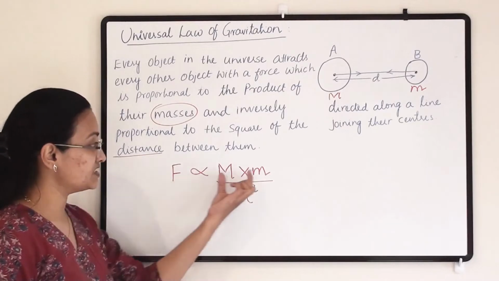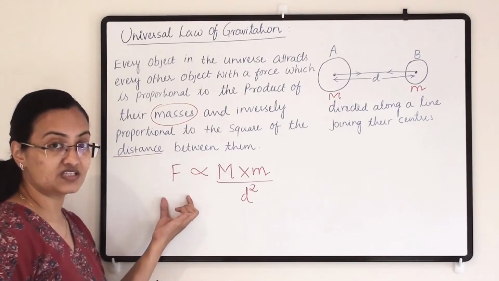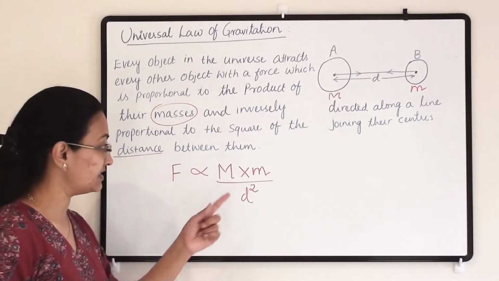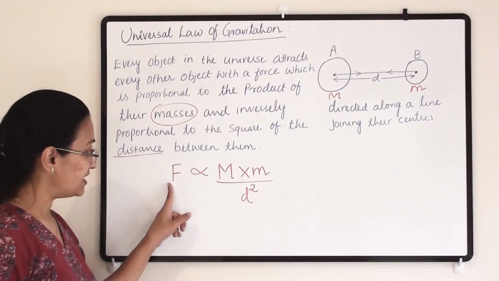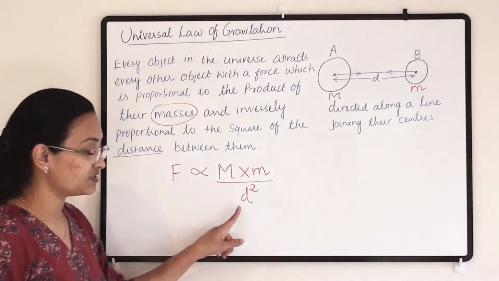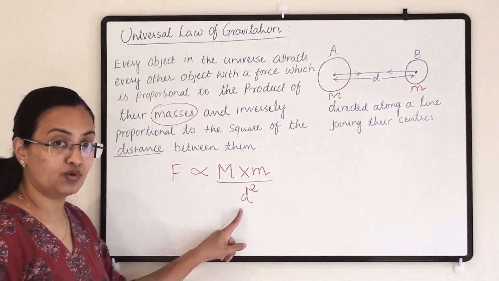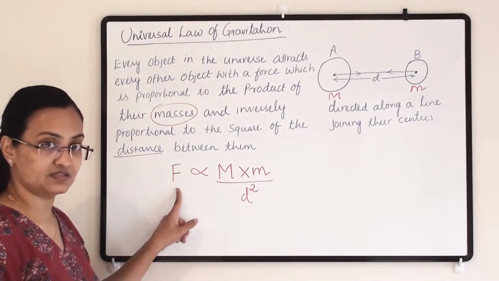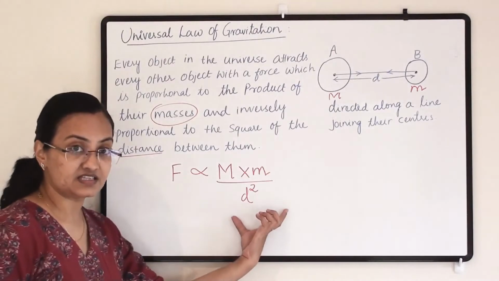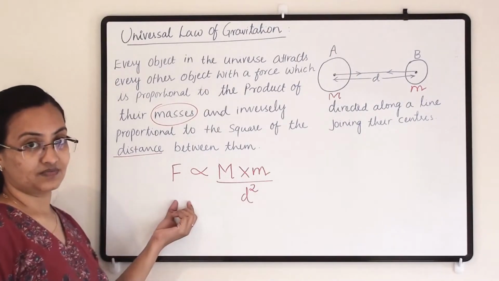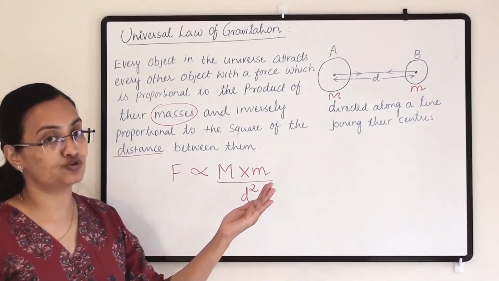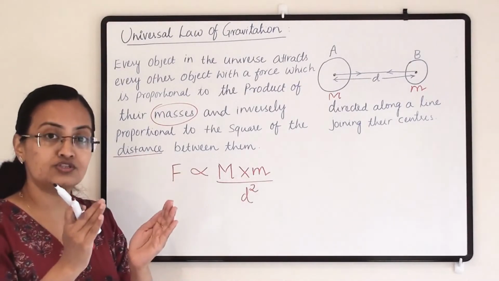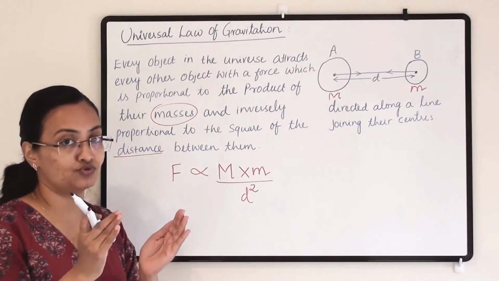When any terms are directly proportional, that means they both will increase simultaneously. If masses are increasing, then force will increase. But the relationship between inversely proportional quantities is that one will increase, the other will decrease. If the distance increases, force will decrease. If they are very, very far apart, then their attraction force will be very less. If they are closer to each other, then their attraction force will be more.